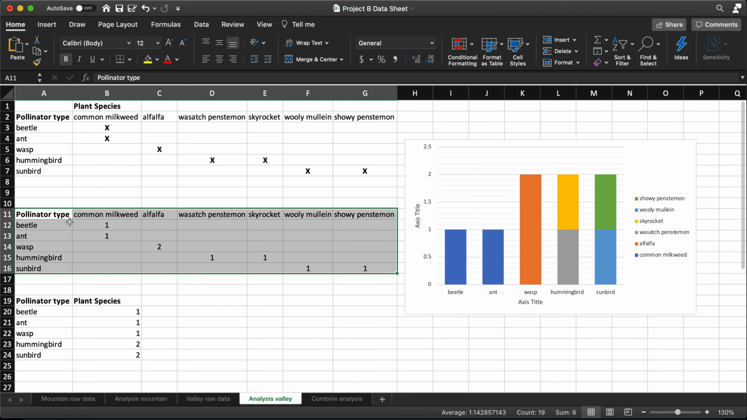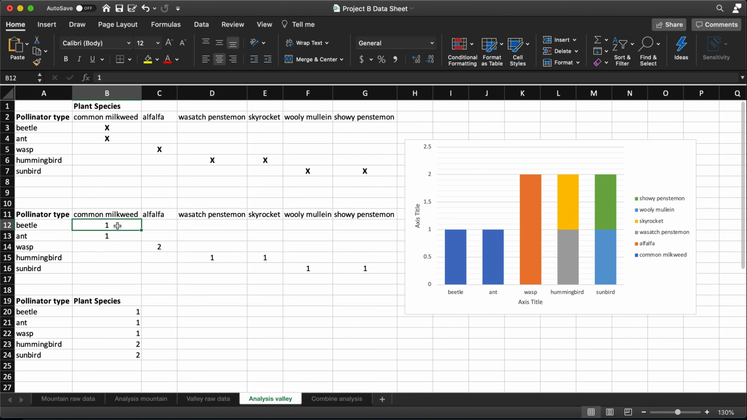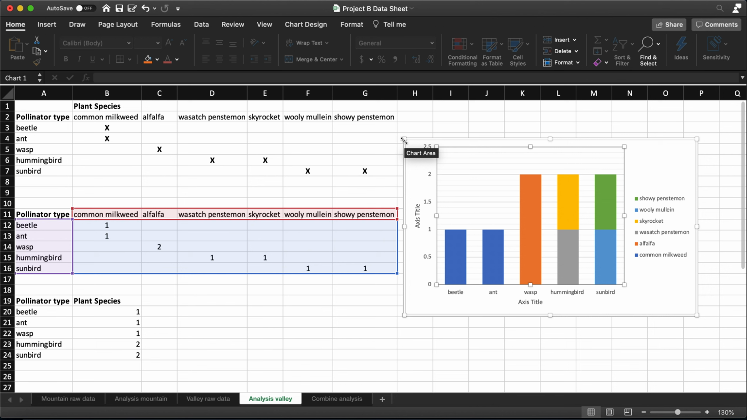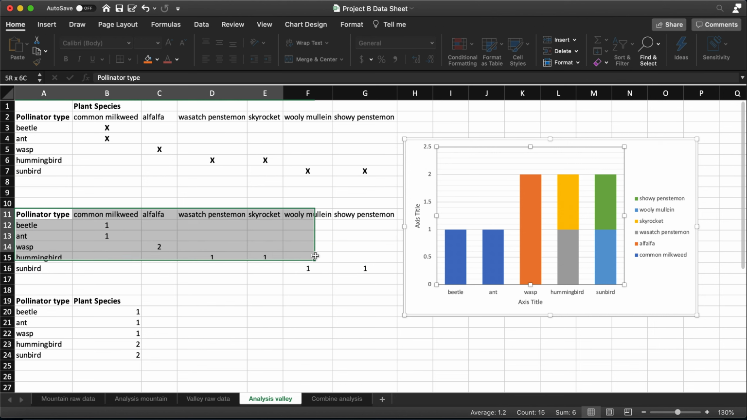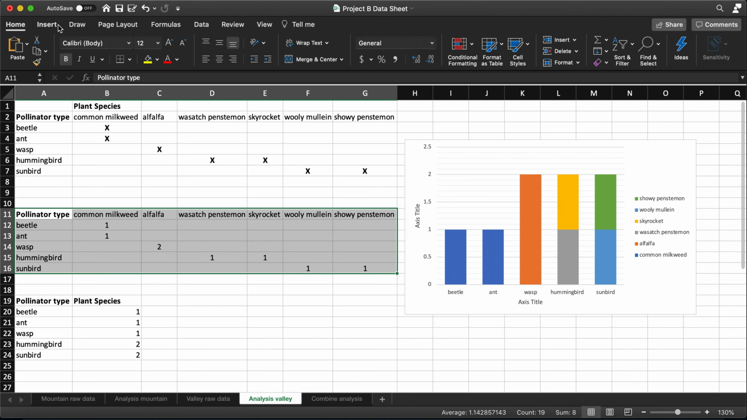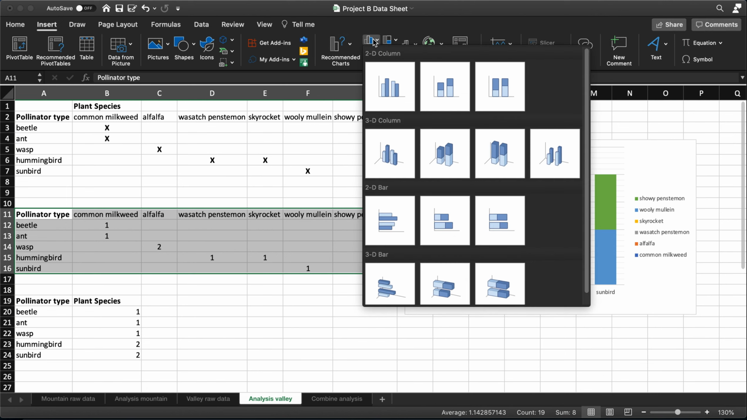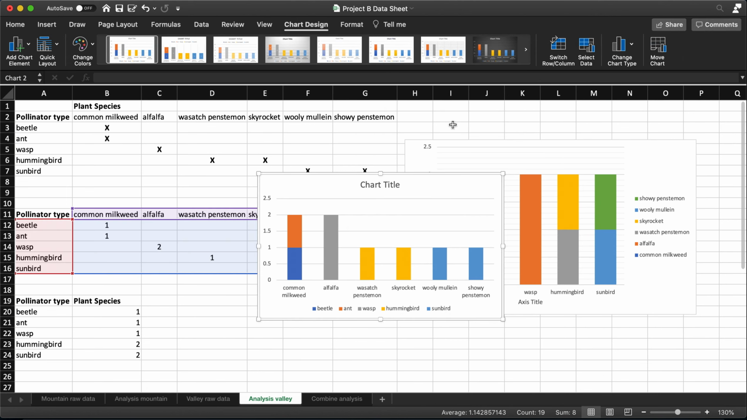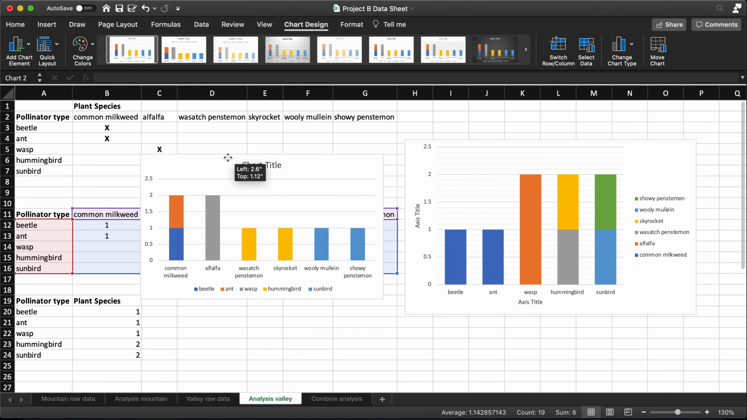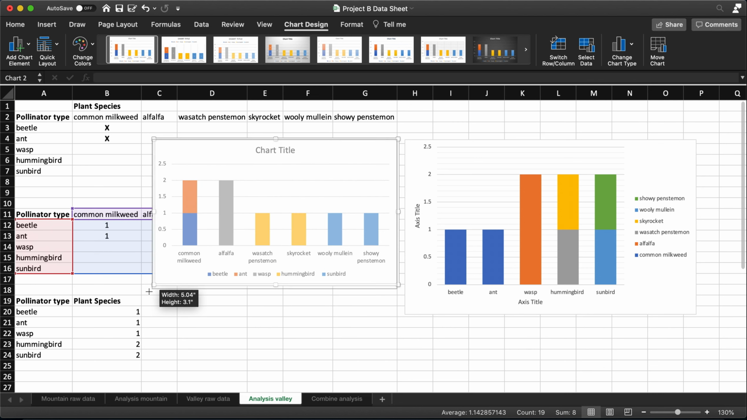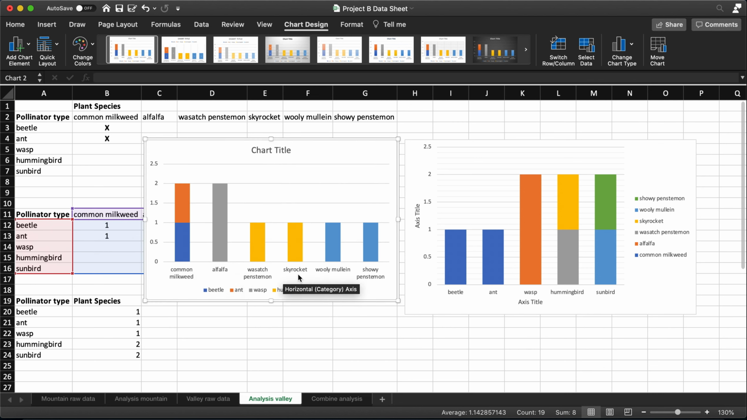You're gonna see here that beetles, for example, visited only 1 plant, and this is the common milkweed. The same for ants. Then the wasp only visited alfalfa, etc. So for this graph, same as I did before, I selected this table, went to insert, and then selected the stacked column, and it's gonna give you right away this, which has the plants on the x-axis.